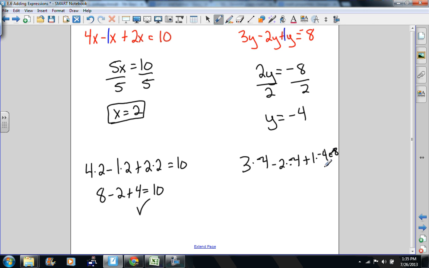Okay, negative 8. Well, 3 times negative 4, that's negative 12. I like to do this as negative 2 times negative 4, which is a positive 8. You could also do it as subtracting a negative 8, which is the same thing. And then minus 4 in the end is equal to negative 8. Negative 12 plus 8, that's a negative 4. Negative 4 minus 4 more is negative 8. So we're correct.